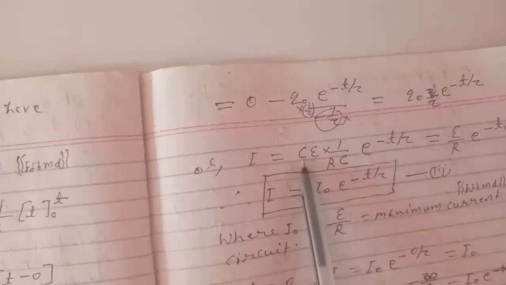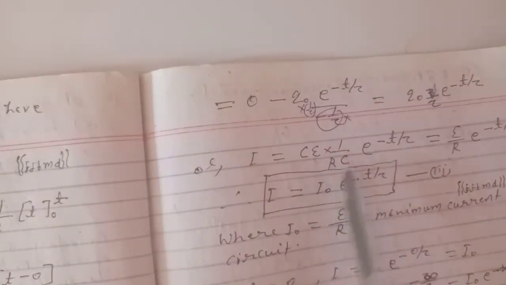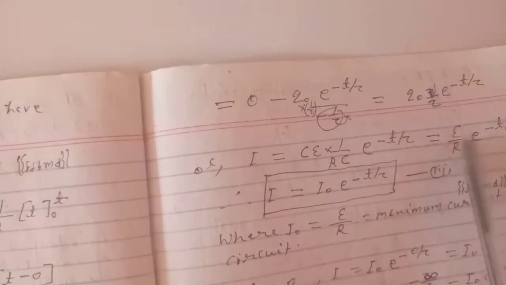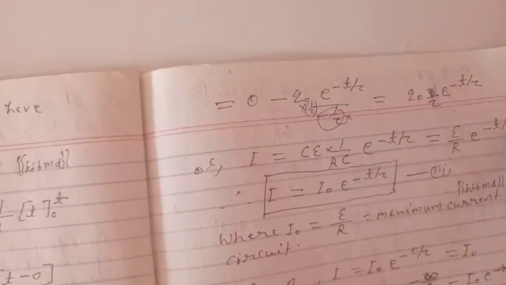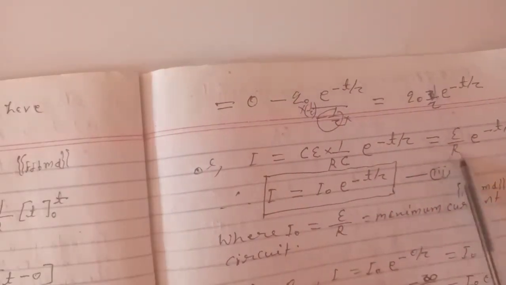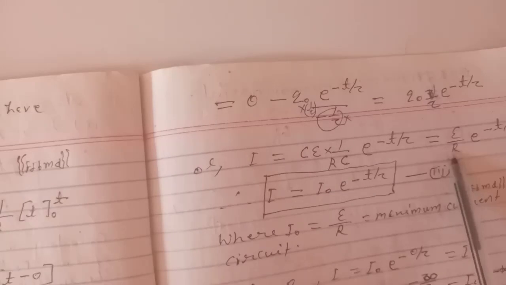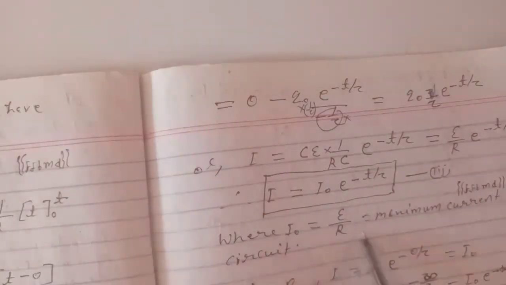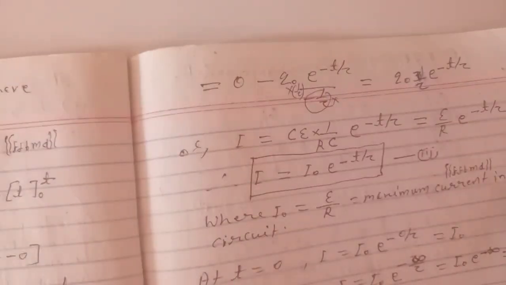Or I equals to, using the value of q naught, CE, into 1 by tau, and tau is equal to RC. So 1 by RC e to the power minus t by tau equals E by R e to the power minus t by tau, because C cancels, so we are left with E by R, and E by R is the initial current in the circuit. Or I equal to I naught e to the power minus t by tau, where I naught equal to E by R, that is the maximum current in the circuit.